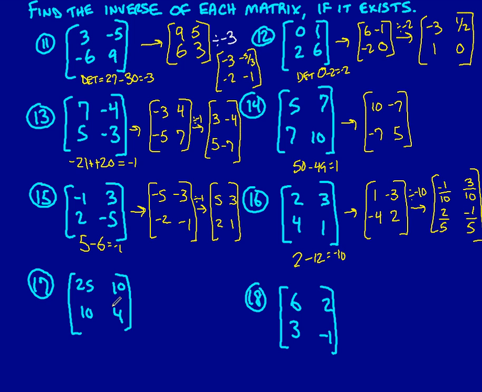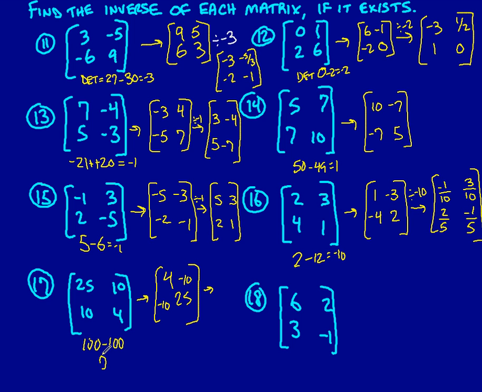Okay, in number 17, what I would be doing is flip-flopping the main diagonal. So 4 and 25. Negative 10 and negative 10, because you change the sign of the other guy. Now, we have to go then with the determinant. So, determinant here, 25 times 4 is 100. 10 times 10 is 100.